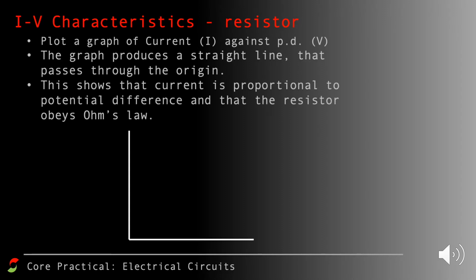And the result of that is that we get a straight line, and that means that current is directly proportional to potential difference, and that means that we've got a straight line that passes through the origin, and that proves that that device obeys Ohm's law. And we could calculate the resistance by taking a value of PD and a value of the current, and using R = V over I to calculate the resistance from that graph.